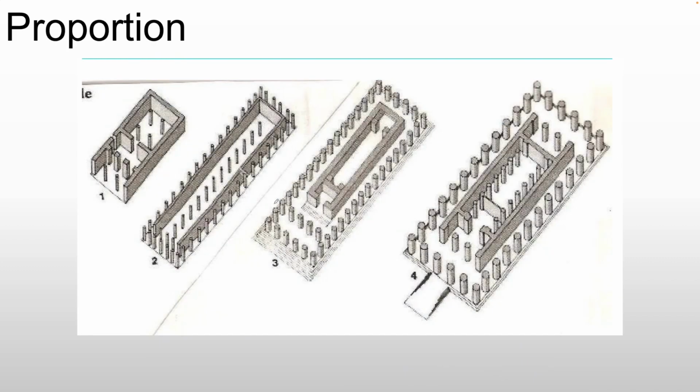In terms of proportion, things change over time. The Greek insistence on proportional order guided early experiments with temple plans. Early temples have a 1:3 proportion, looking at ends to side. So if you look at number 2 there, you see that that is a very long, thin temple. And as time progresses, they get shorter and wider.